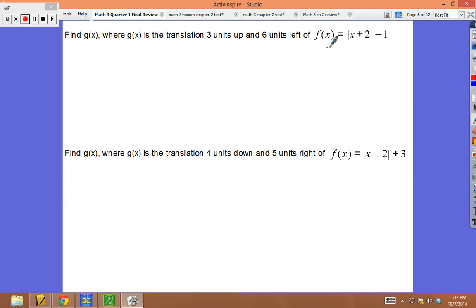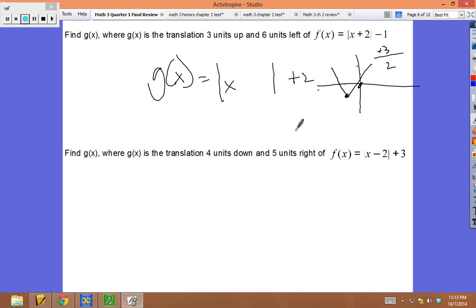These ones, okay, they give you a function, but they want you to create a new function. So for g, you've got to look at f, and you need to move it 3 up and 6 left. Okay, 3 up, so check this out. I'm going to draw a rough sketch. Start at 0, 0, plus 2 tells me to go left 2 and down 1. And because it's absolute, I know it looks something like that. So if I want this 3 units up, right now I'm at negative 1. So I've got to go up to 0, then to 1, then to 2. So I'm going to just do plus 3, and that gives me 2. So I know it's going to be absolute value of x something plus 2.